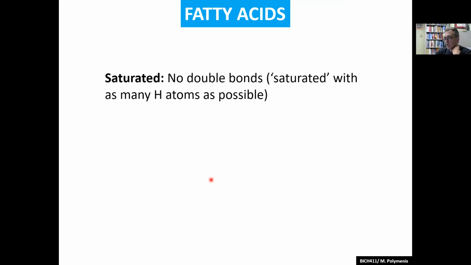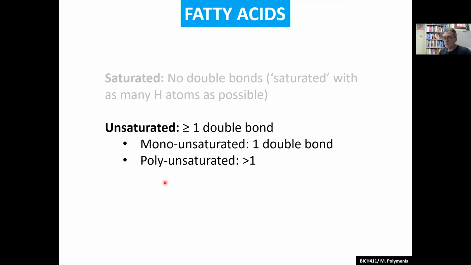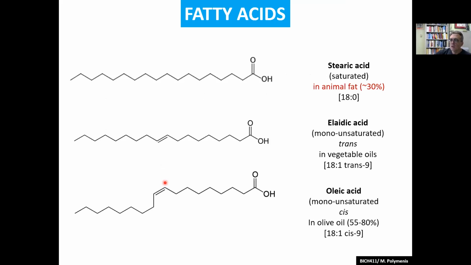The fatty acids come in 2 broad categories. They can be saturated, which means they have as many protons as possible, so no double bonds. Or they can be unsaturated with 1 or more double bonds. The polyunsaturated fatty acids that we hear a lot about in the diet have more than 1 double bond. So they will look something like this.